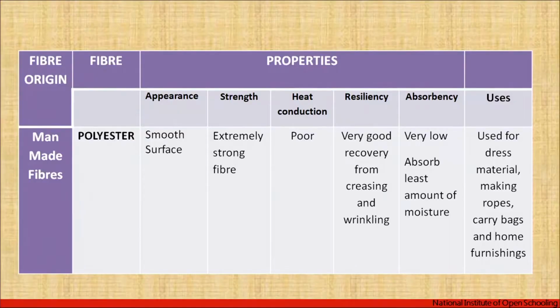Next is your polyester fiber, which has a smooth surface. It is also a strong fiber, a poor conductor of heat. Its resilience is very good. It has good recovery from creasing and wrinkling. So that means you don't need to iron a lot, with all these man-made fibers. Their absorbency is very low. It absorbs the least amount of moisture. Its uses are for dress material, for making ropes, carry bags and home furnishings.